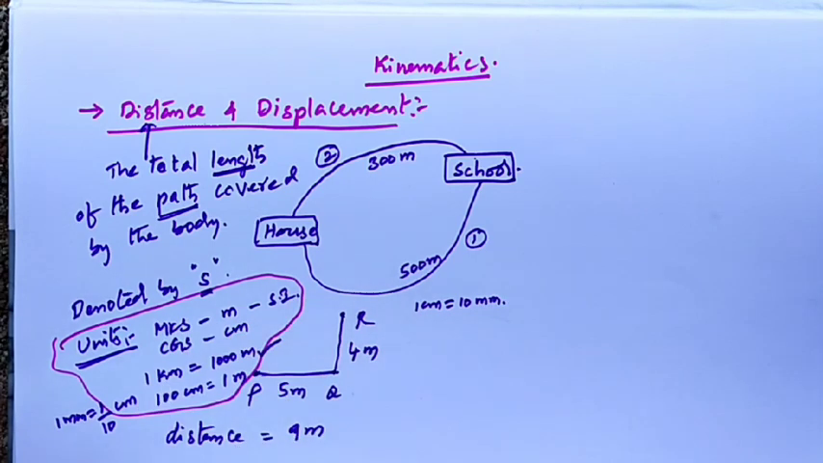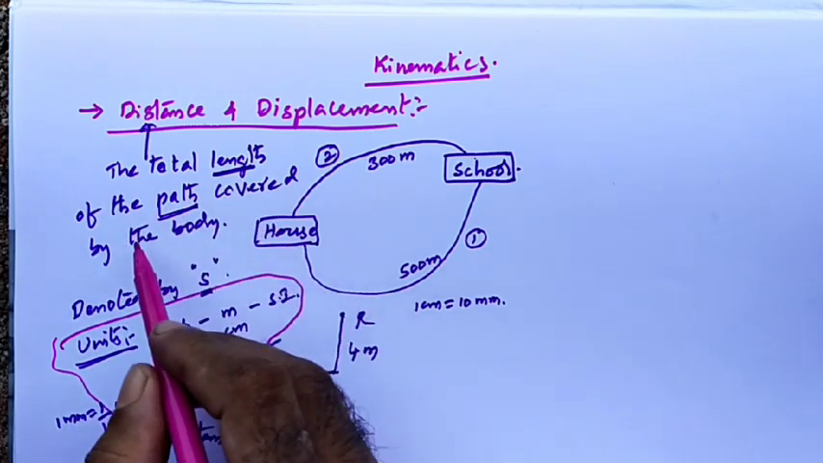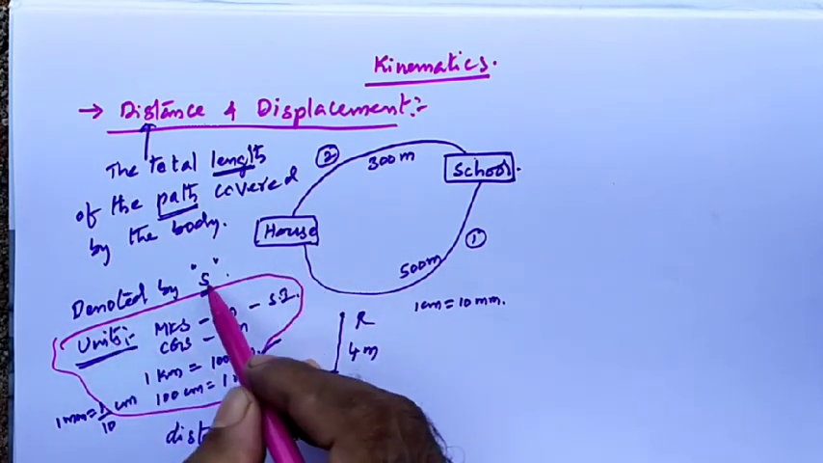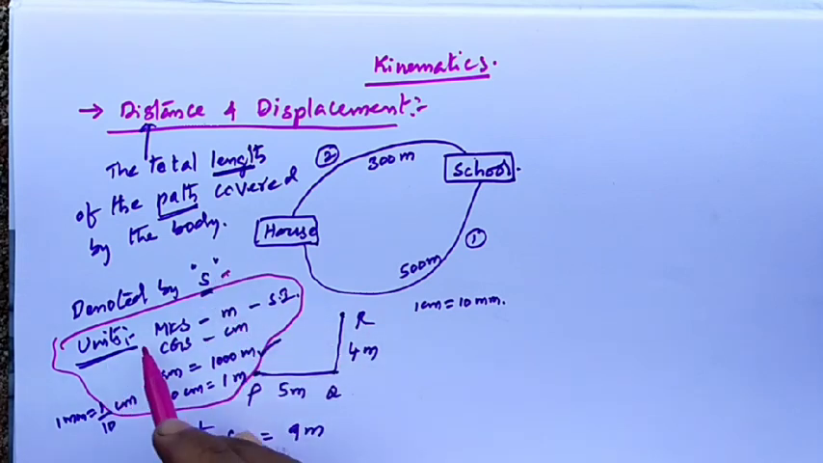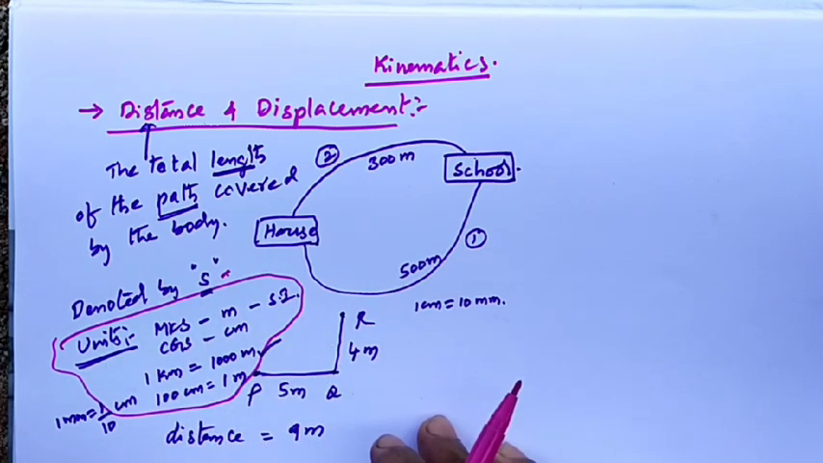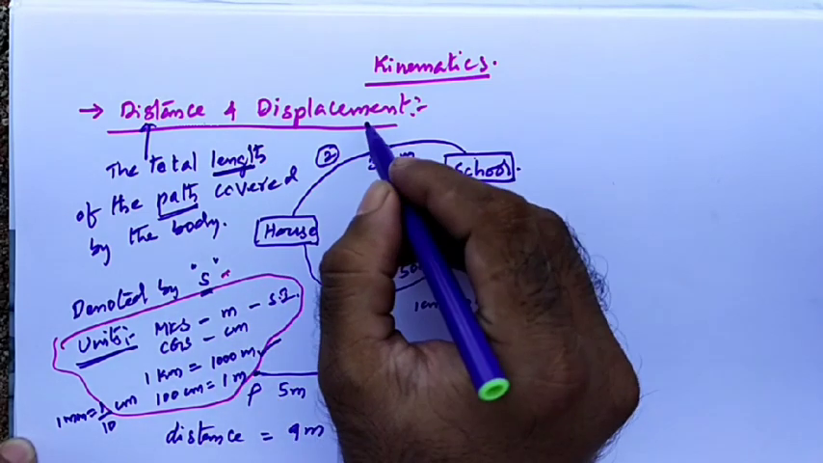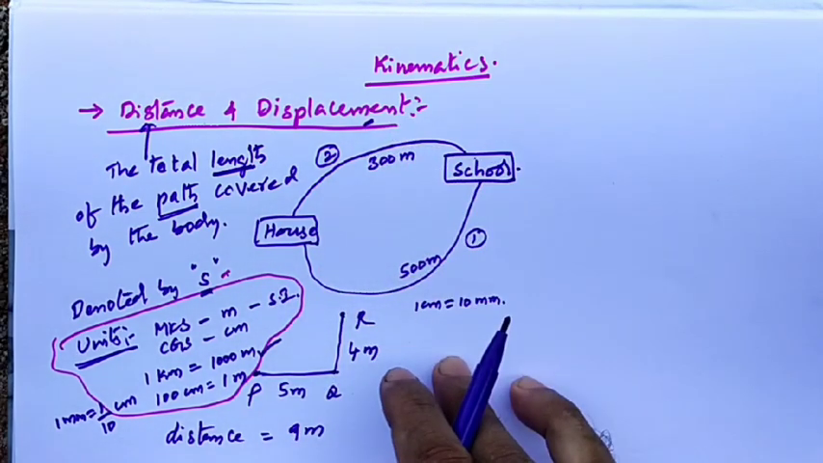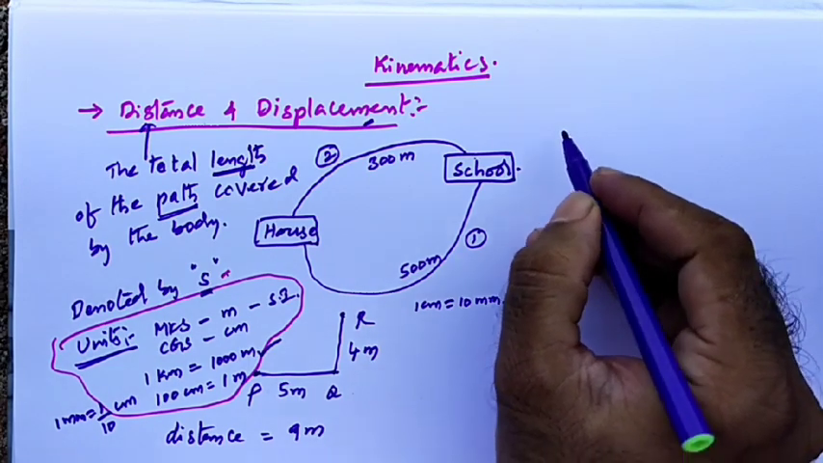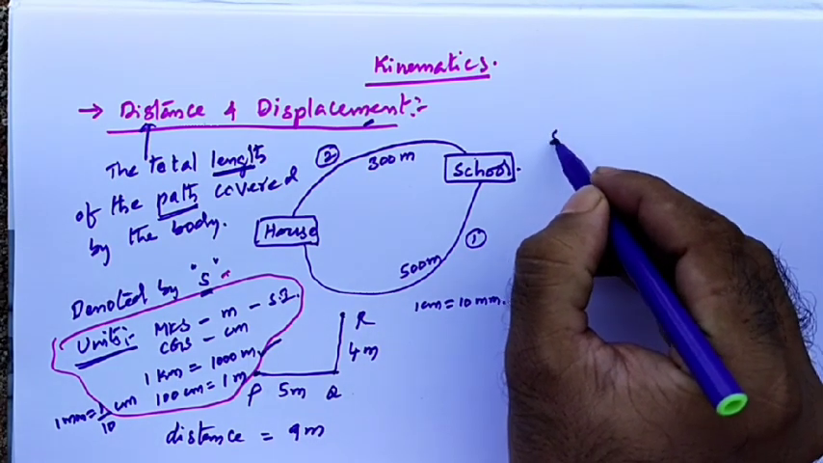So this is about distance. Simply, distance is nothing but the total length of the path covered by the body, and it is denoted by letter S, and the units are these. Clear? Now coming to the second term, displacement. So displacement is nothing but, simply I am giving, it is the straight line.